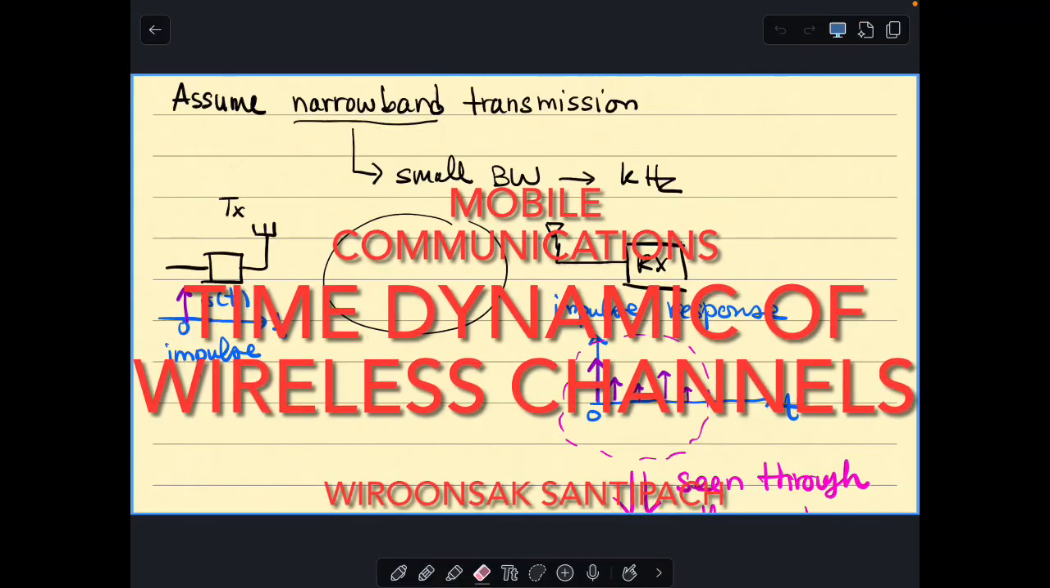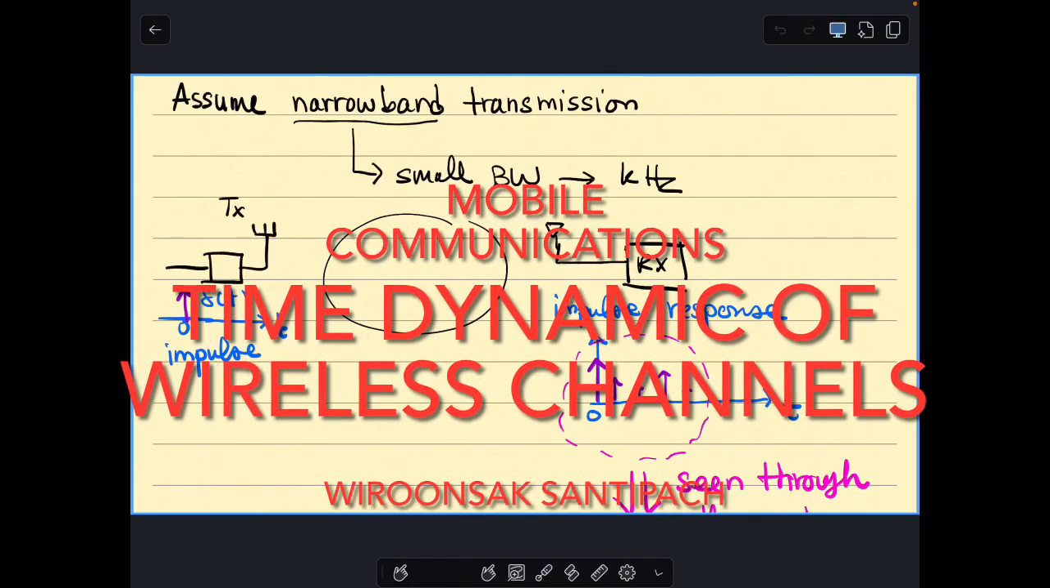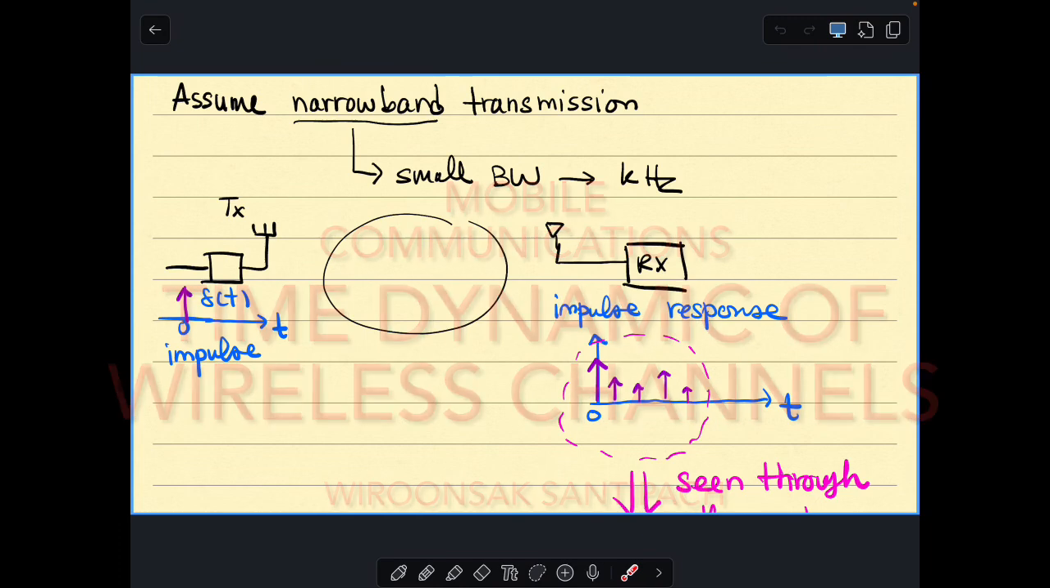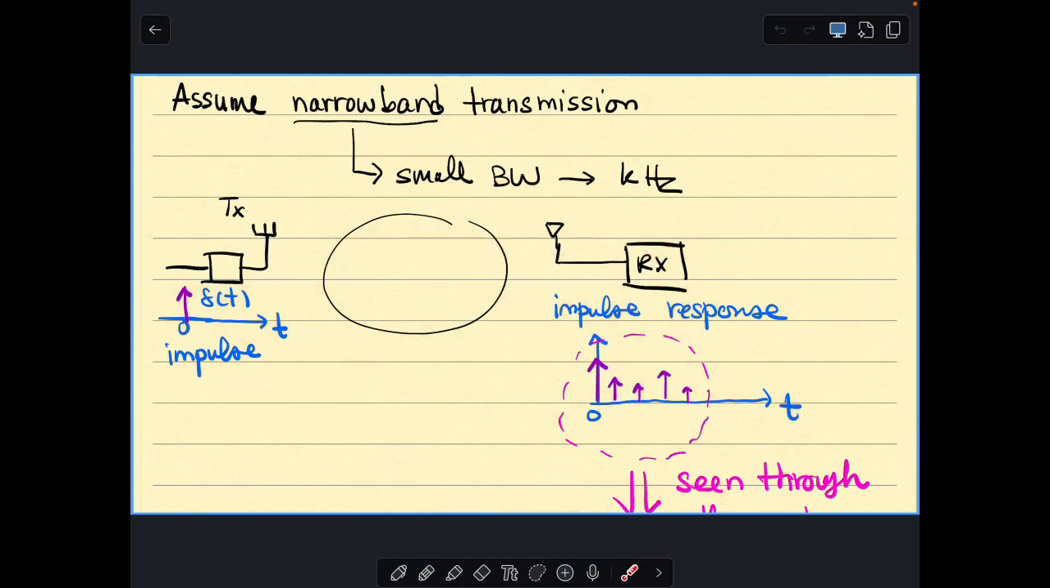Okay, so in this class, we're gonna look at the dynamics of wireless channels. Before we take a look at that, we're gonna have some assumptions. We're gonna assume narrowband transmissions. Narrowband means the bandwidth for the channel is very small. When I say small bandwidth, that means it's in terms of kilohertz.